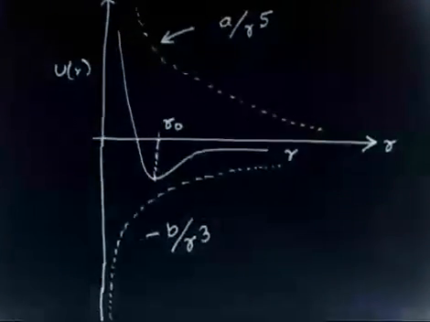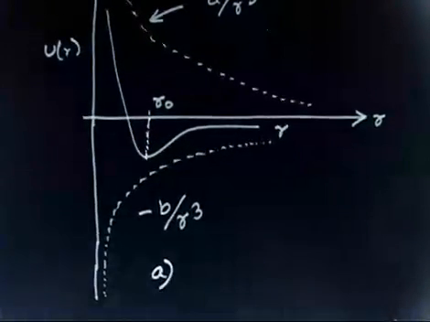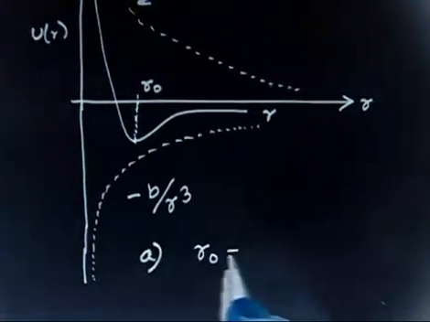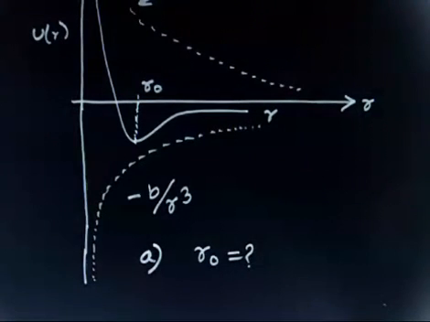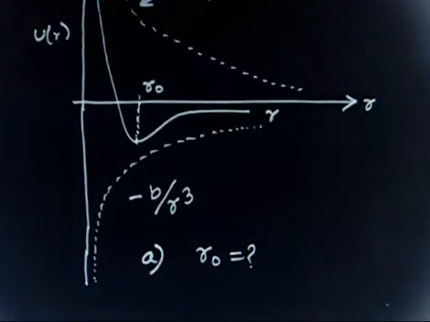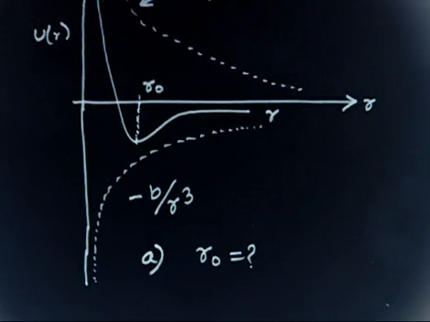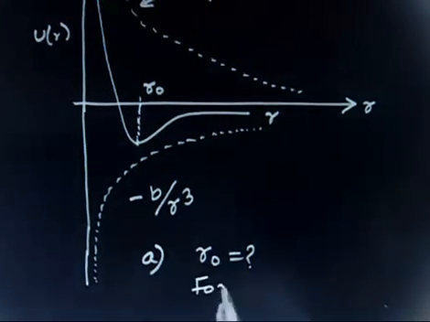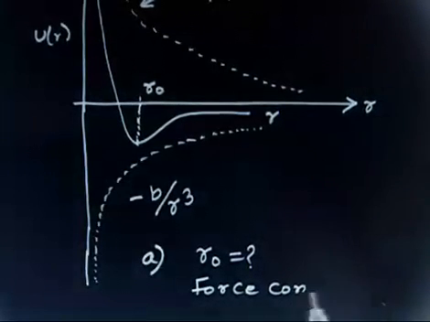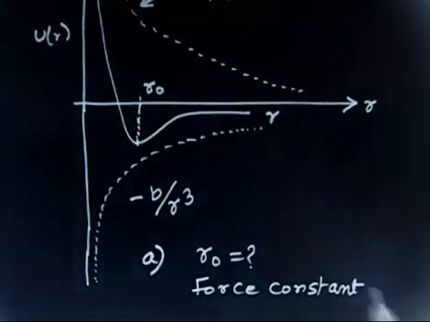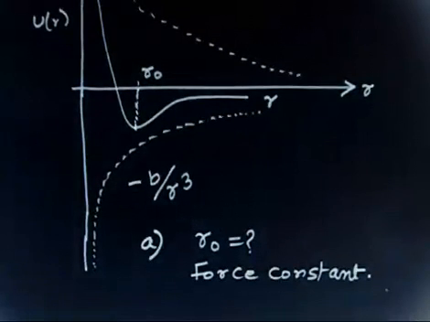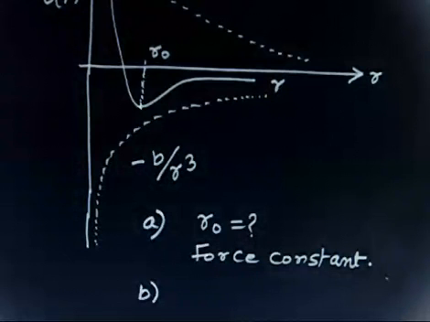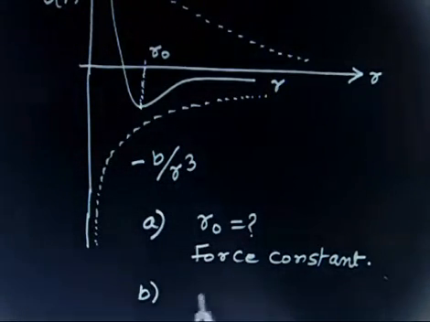Now the first part of the question says, find the equilibrium point. So you have to find R naught, and you also have to find what is the force constant between the two atoms. And the second part of the question says, what is the oscillation frequency of the molecule if the mass of each atom is m? So you have to find frequency.